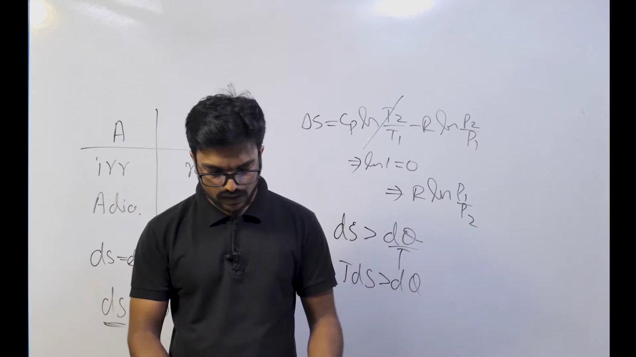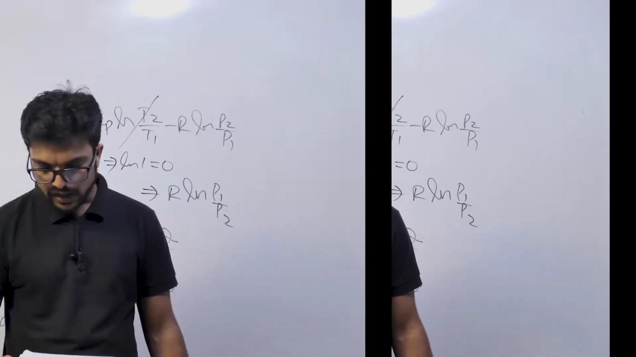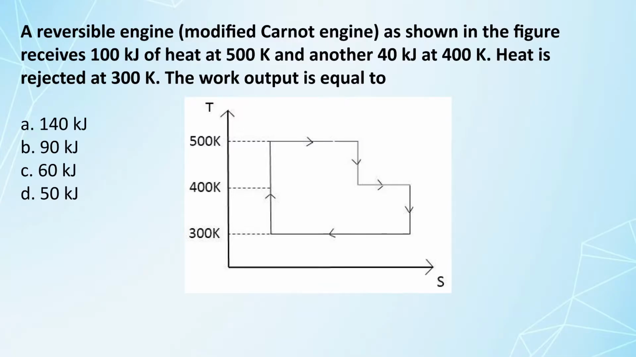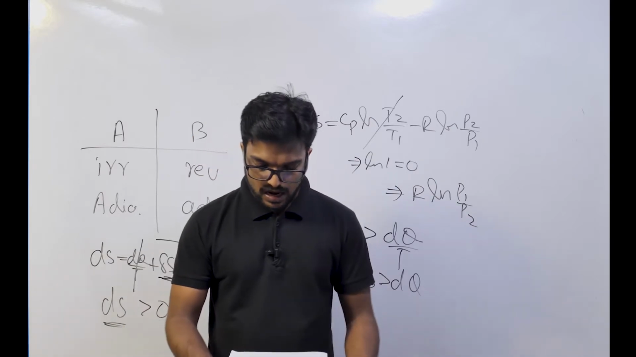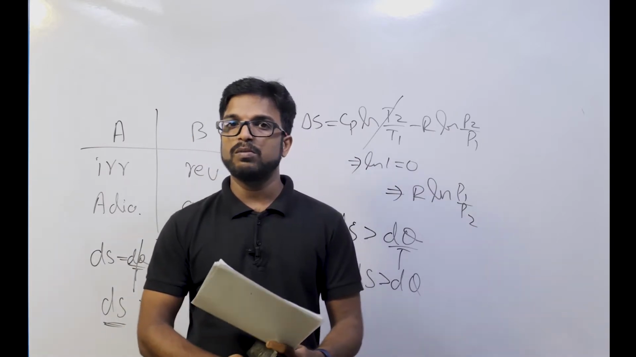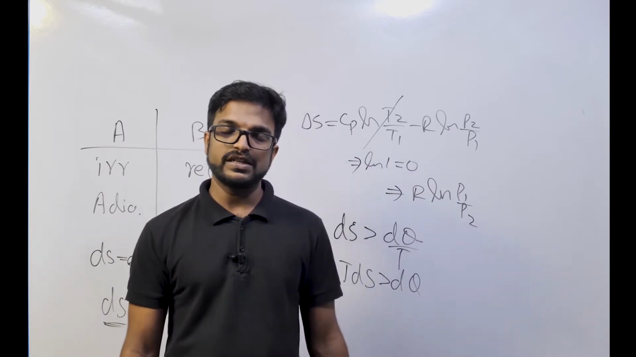Fine. Next is a good question. A reversible engine or modified Carnot engine, as shown in the figure, receives 100 kJ of heat at 500 Kelvin and another 40 kJ at 400 Kelvin. Heat is rejected at 300 Kelvin. The work output is equal to. Actually, this is a question from second law of thermodynamics. Do you want me to do it, or will you be able to do it? Pause the video and try to do this.